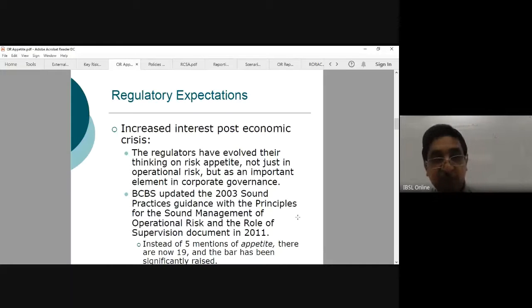Now here you can just see the next slide. You can say, now regulatory expectation, you get the point here. The regulators have evolved their thinking on risk appetite not just in operational risk, but as an important element on corporate governance. So that is what they put in. But there they have not mentioned about the appetite.